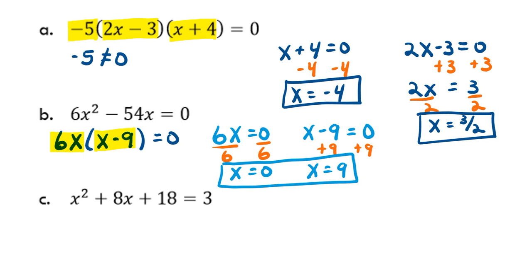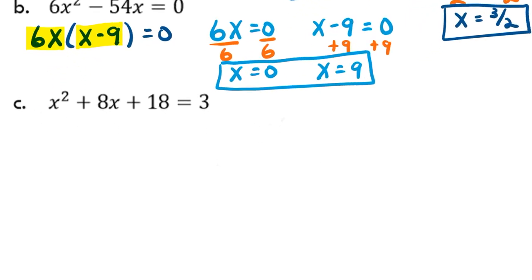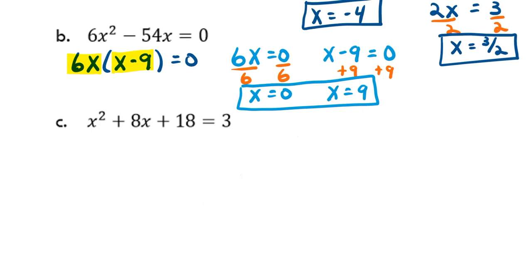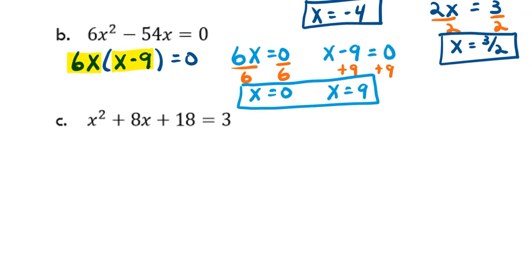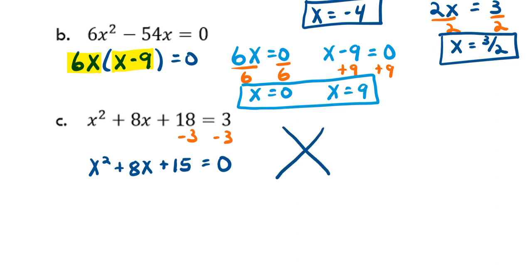Our last example is to show you the importance of putting an equation into standard form. We cannot do our crisscross until we subtract 3 from both sides. And this is already in standard form because it goes from x squared to 8x, and then our constant, which after we subtract the 3 is going to be a positive 15. Now we're set equal to 0, and now is when we can do our crisscross.